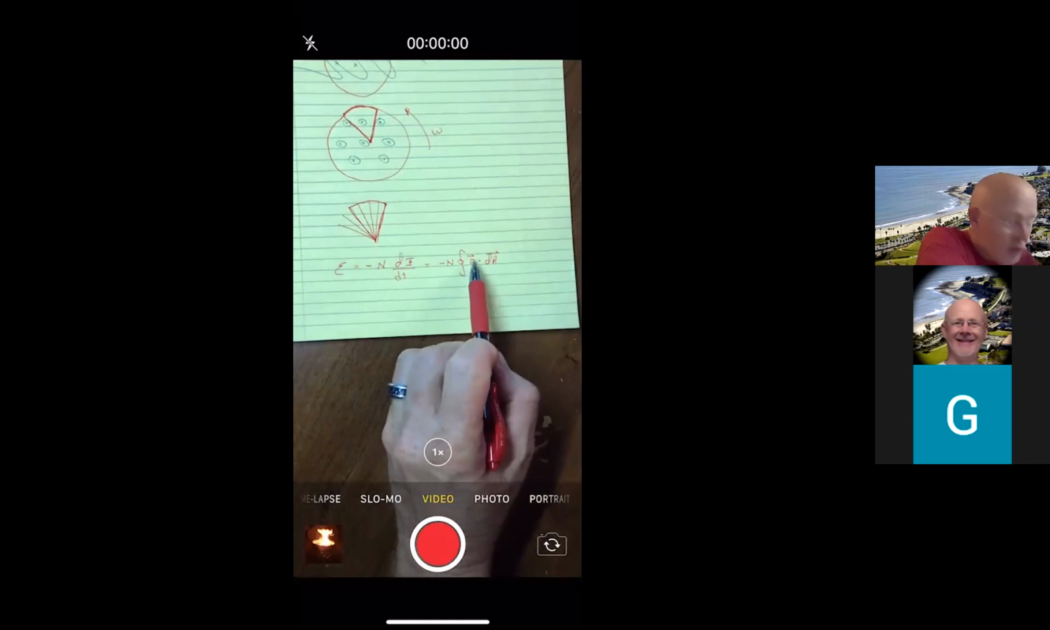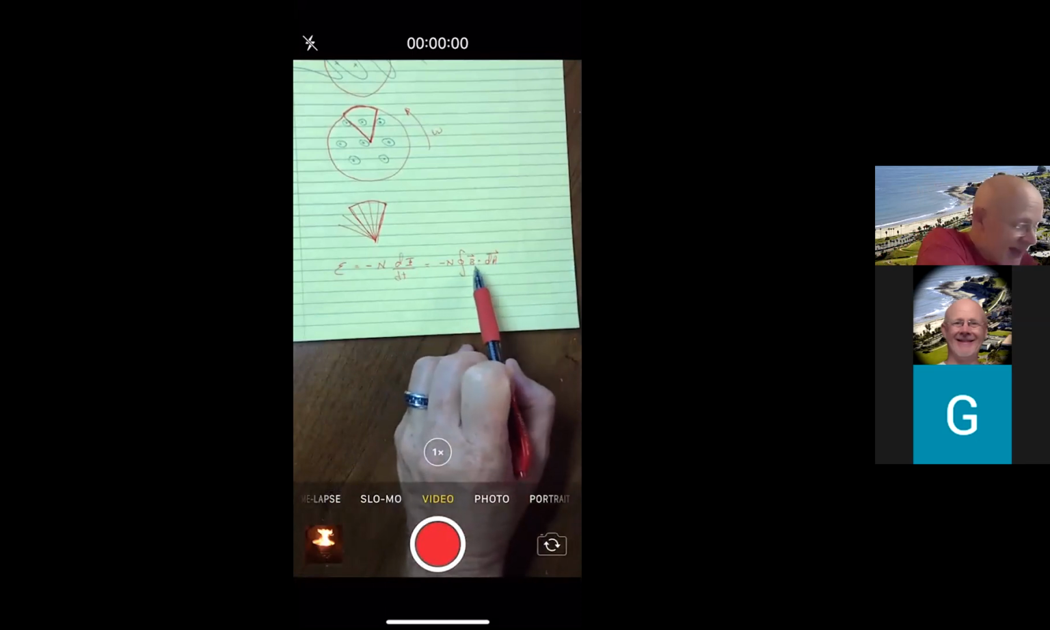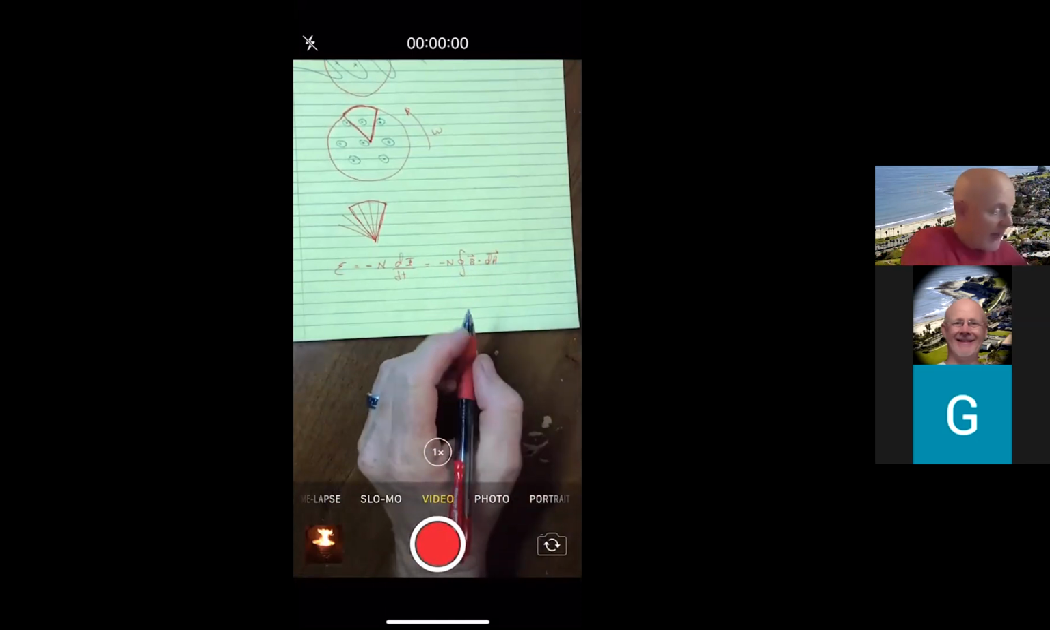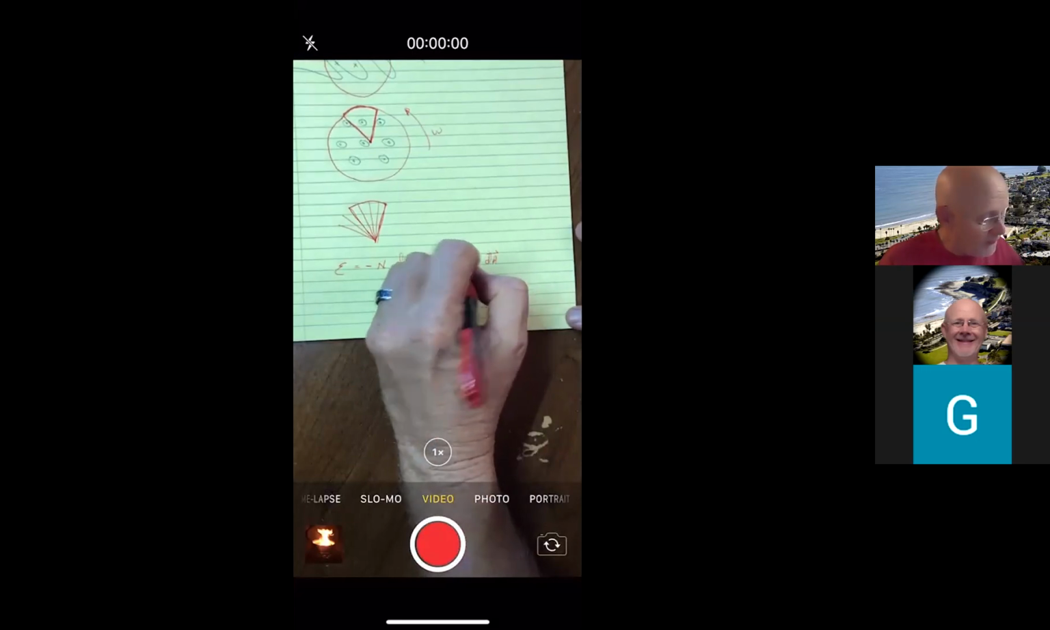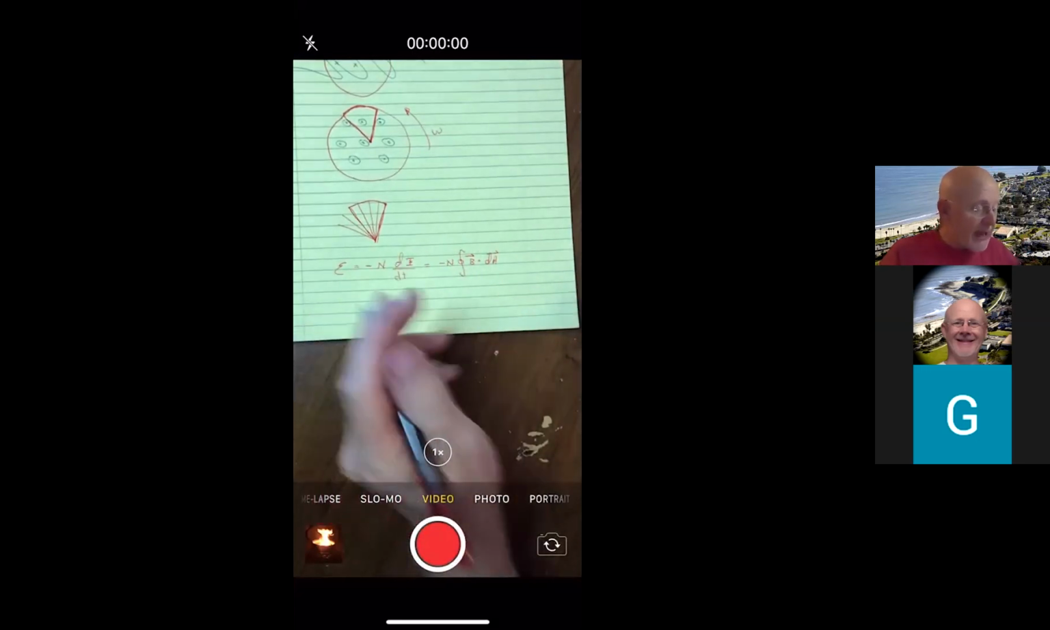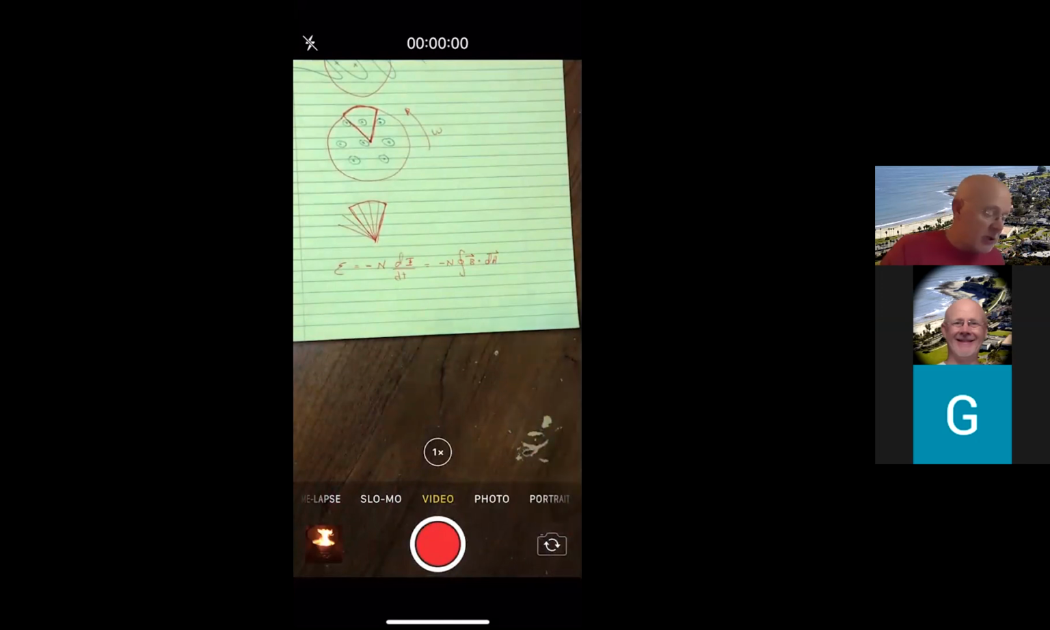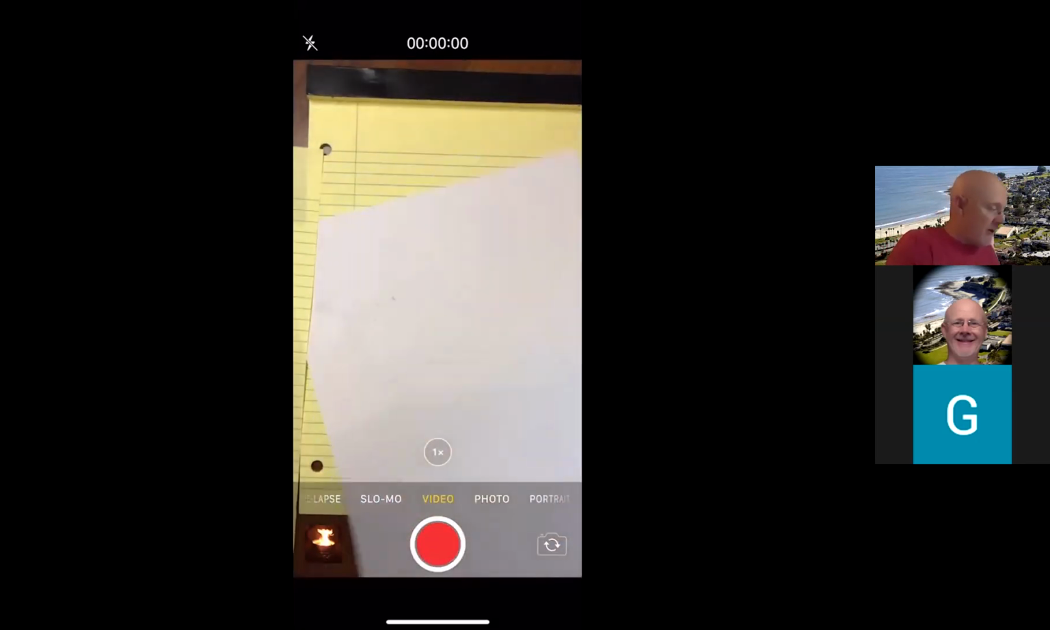But this integral is over a mathematical loop. I don't want to call it an Amperian loop, but the Amperian loop and the Gaussian surface were the same idea here. The Gaussian surface was not a real physical surface. It was a mathematical surface. And that's why I keep drawing these pictures.